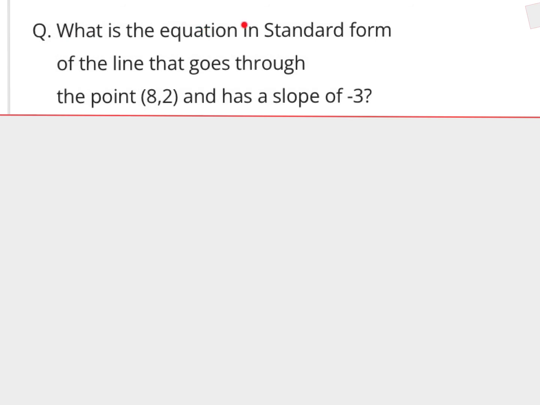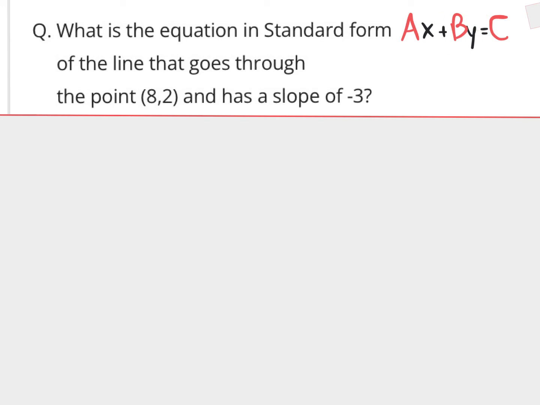What is the equation in standard form? That would be capital AX plus capital BY equals capital C. So what is the equation in standard form of the line that goes through the point 8, 2 and has the slope negative 3? So who cares what form they ask the equation to be in at the start? That's till the very end. This is how we want to submit our answer.